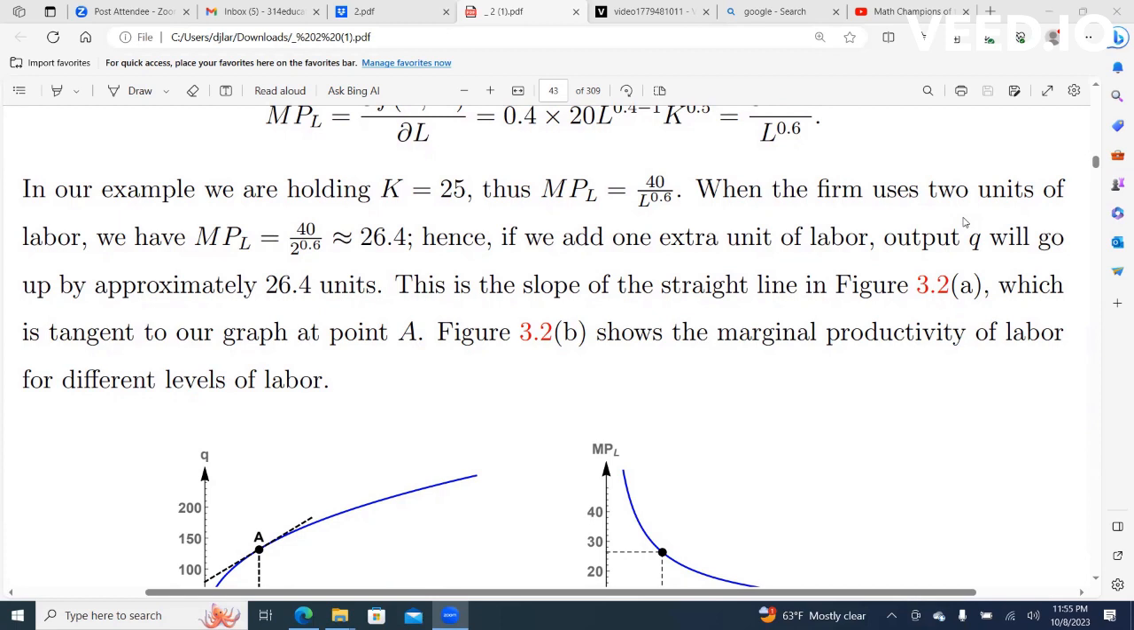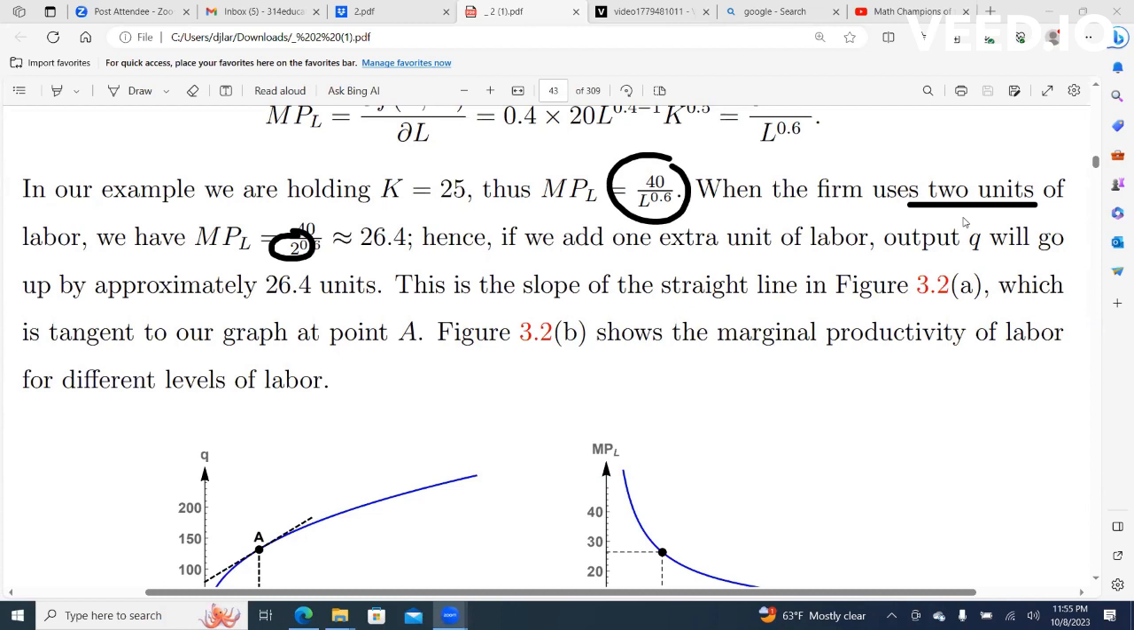Hence, if we add 1 extra unit of labor, output Q will go up by approximately 26.4 units. When the firm uses 2 units of labor, we have this right here. We always misinterpret this. I don't want to misinterpret that, but where do they come up with a 2 there? What they do is, for L, they literally plug in a 2. See, there it is right there.